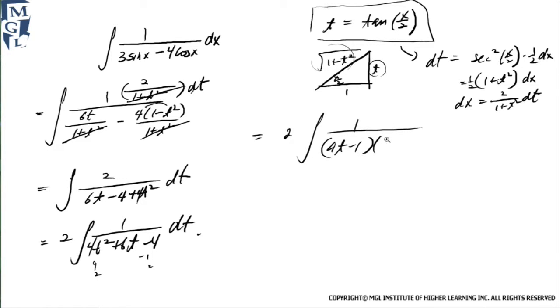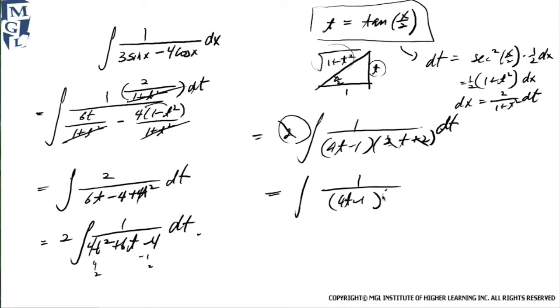4t minus 1, 2t plus 2. You can reduce the 2s with this 2 up here to get 4t minus 1, t plus 1. Now we know that we have to integrate this by partial fractions.